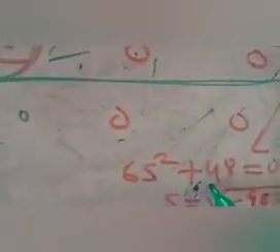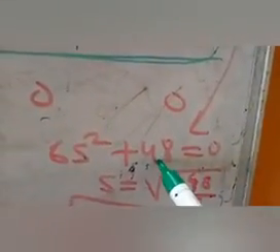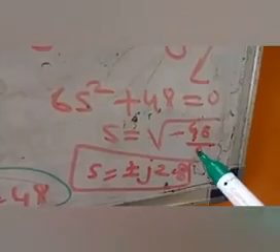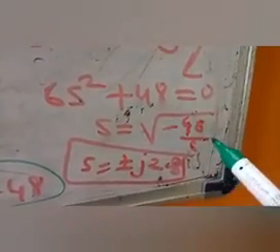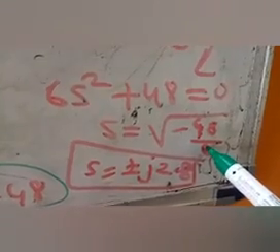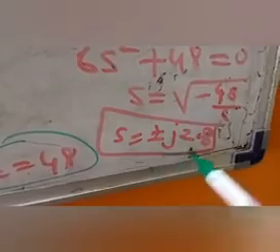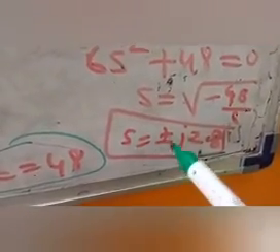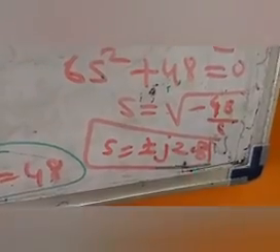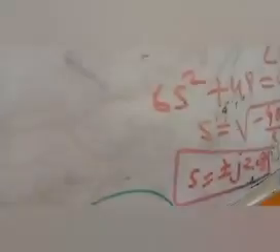It is 6s squared plus 48 is equal to 0, because k is equal to 48. S is equal to the square root of minus 48 by 6, and the square root of minus 1 is j. So finally, s is equal to plus minus j 2.8. This is the intersection point. Are you getting this point?